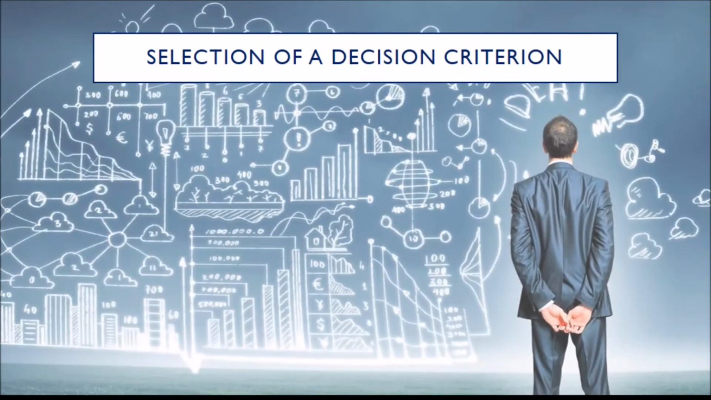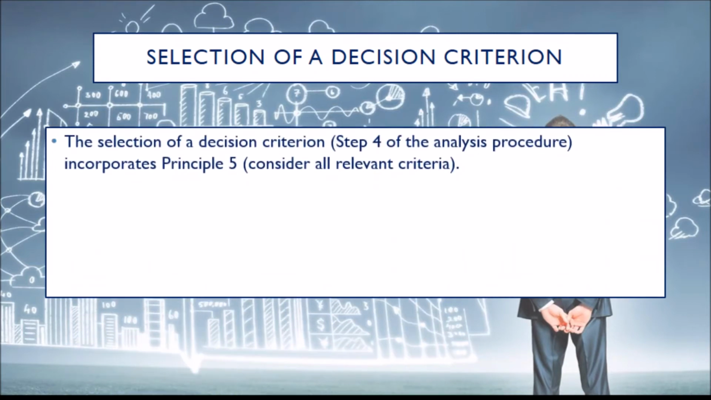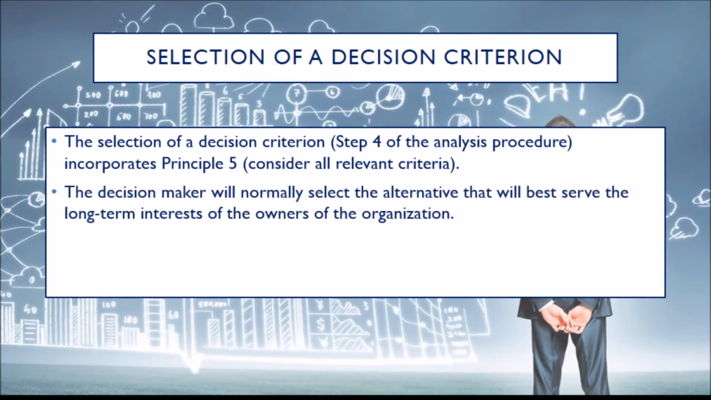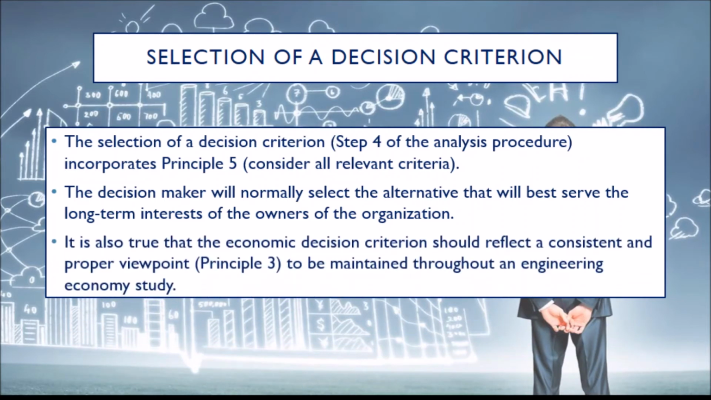Selection of a decision criterion. The selection of a decision criterion incorporates Principle 5. The decision maker will normally select the alternative that will best serve the long-term interest of the owners and the organization. It is also true that the economic decision criterion should reflect a consistent and proper viewpoint to be maintained throughout an engineering economy study.